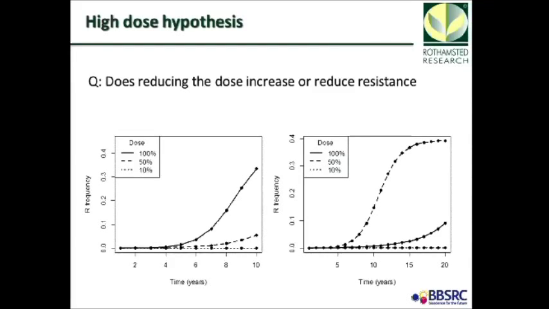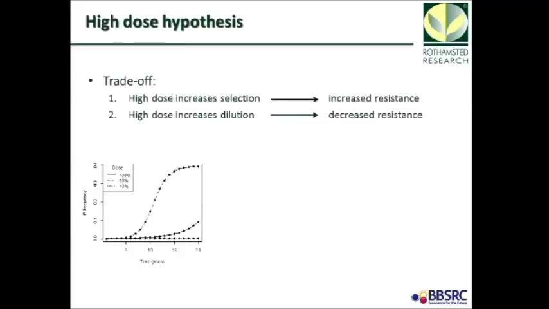We have a trade-off between 2 different things which are going on. So the first point is that a high dose of insecticide will increase the selection pressure for resistance to develop. So with a high dose of insecticide, the resistance is selected for stronger. And the second point is that the high dose of insecticide will increase the dilution from susceptible immigrating individuals.